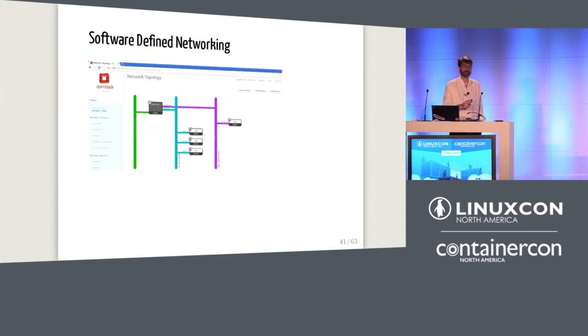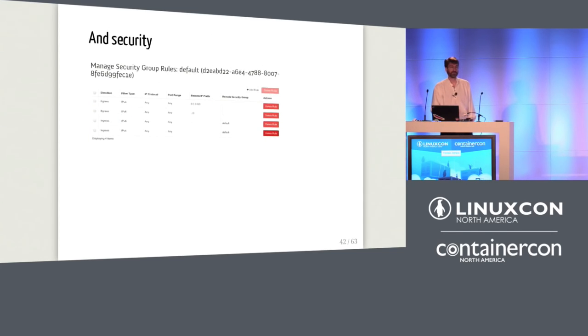The other portion of Neutron is the security portion. And so this is firewall as a service. You create your security rules and your ingress and egress rules. And this can be per instance or globally or whatever. This gives you a very fine-grained control over your firewall in your OpenStack cloud.